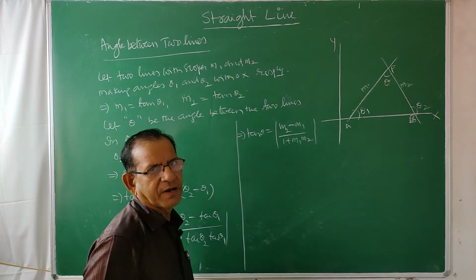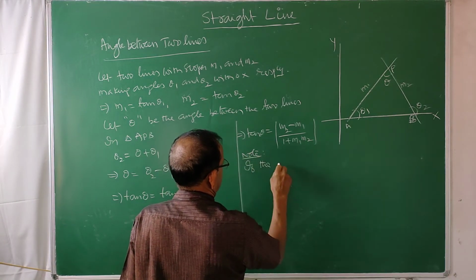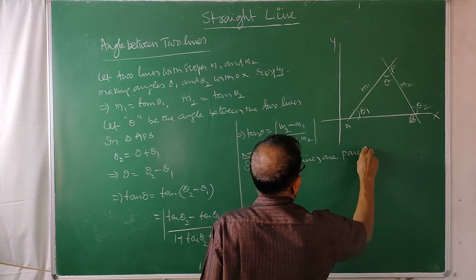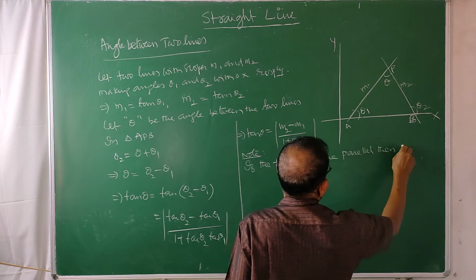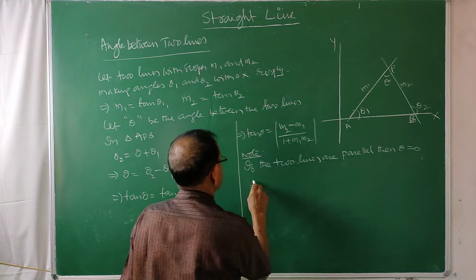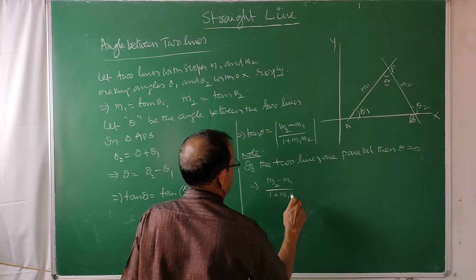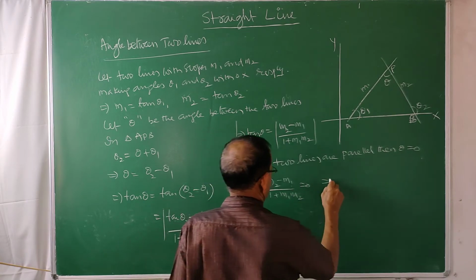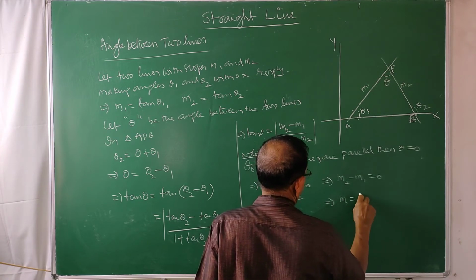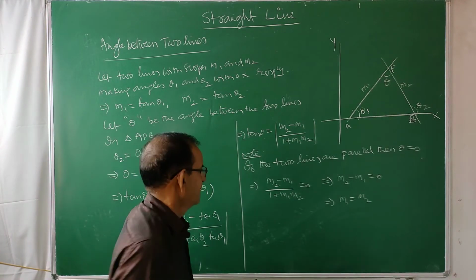Note, if the two lines are parallel, then theta is equal to 0. Angle between the parallel lines is always 0. That means tan theta is tan 0. That implies m2 minus m1 by 1 plus m1 m2 is equal to 0, means only the numerator is 0. That is m2 minus m1 is equal to 0. That implies m1 is equal to m2. That means slopes are equal for parallel lines. Case 2.